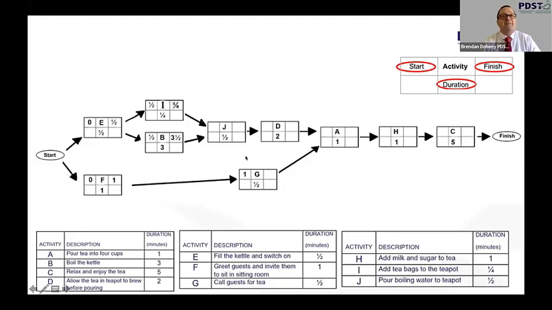If we go to G, we'll see G can only commence once F is complete. So it'll commence at 1 and finish at 1½. As we mentioned, J would be commencing at 3½, so its finish time would be 4. At this stage, we'd take a rest.